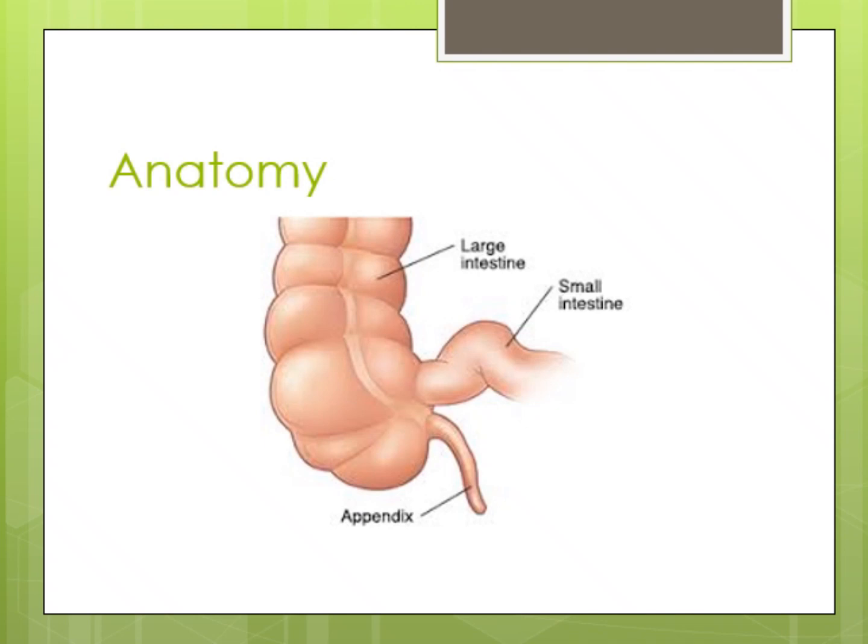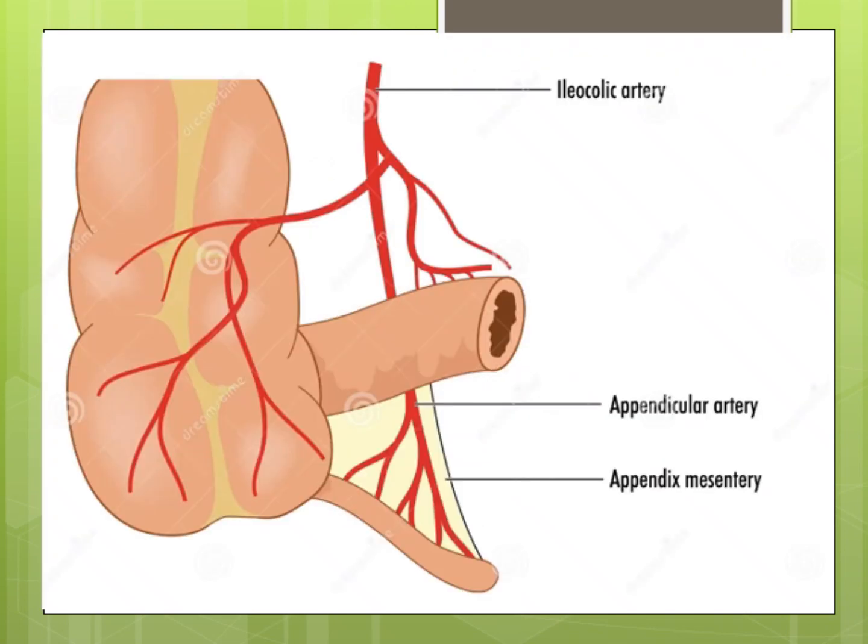muscularis, and serosa. Now, coming to the blood supply of appendix, appendix is supplied by a branch from ileocolic artery, which is known as appendicular artery. The appendicular artery runs in the mesentery of appendix, which is known as mesoappendix, and thus it supplies the appendix.